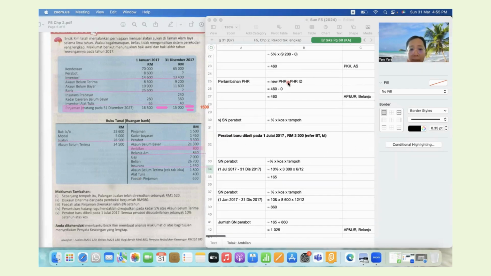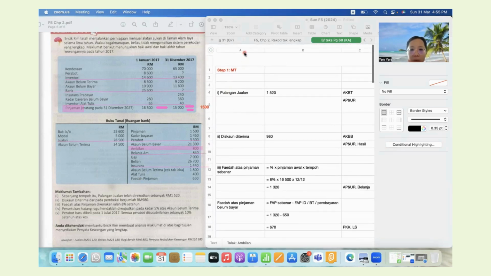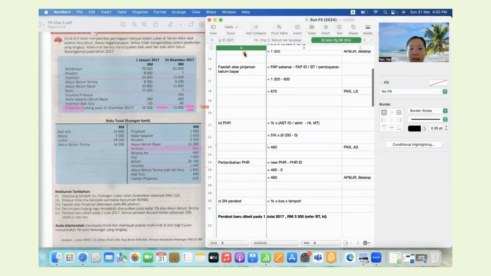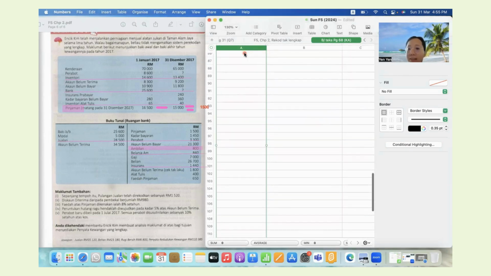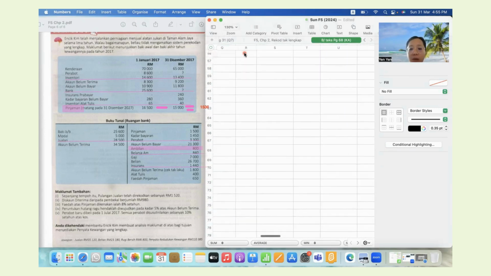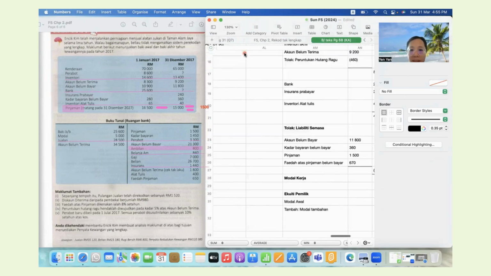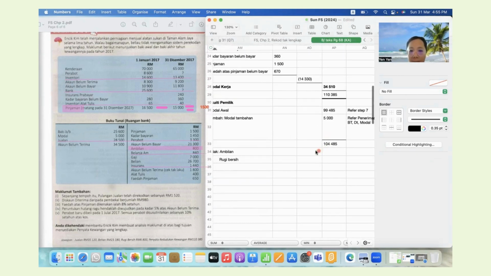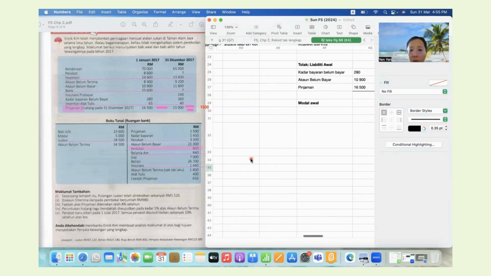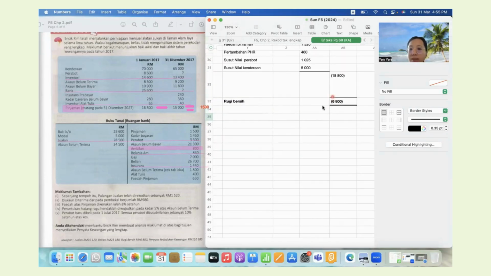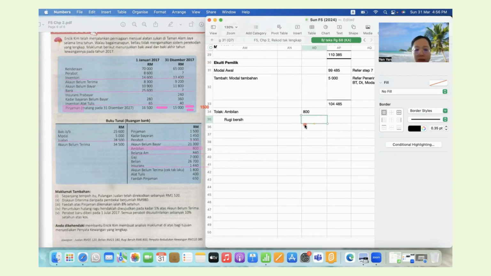Because, remember, for the maklumat tambahan, we don't have any account for the ambulan here. So that's why we take the existing one, which is the 800. Okay, so the rugi bersih, we did it just now already, which is this one, 6,800. So I write down here 6,800.